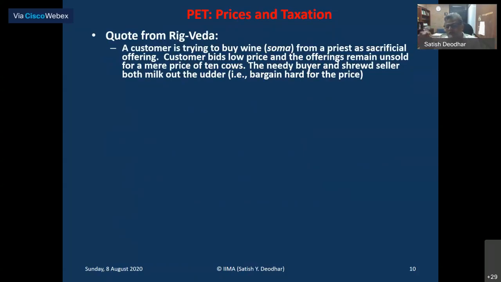And therefore, the final statement is that the needy buyer and the shrewd seller both milk out the udder, meaning they are really bargaining. These are the similes that are appropriate for those times, for the given technology at those times, right? Basically, they were bargaining hard for a price. So negotiation was very much mentioned in the Rig Veda so many millennia ago.